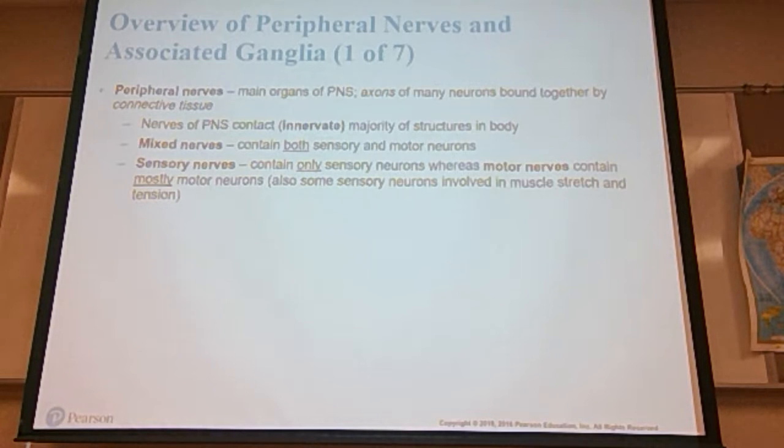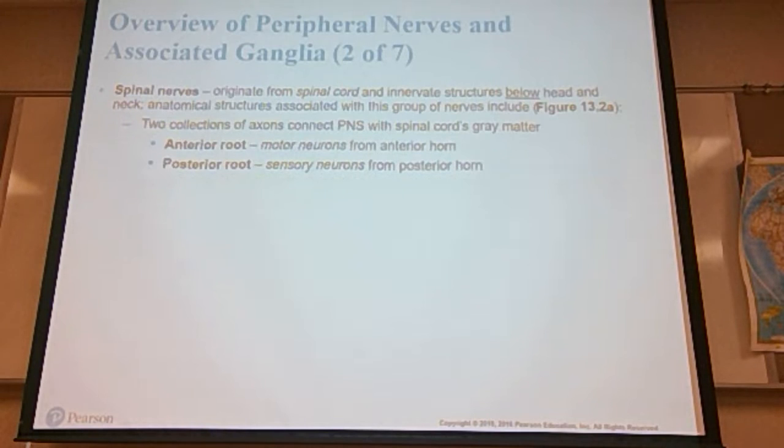The mixed nerves contain sensory and motor neurons. Sensory nerves contain only sensory neurons, whereas motor nerves contain mostly motor neurons. There are some sensory neurons involved in muscle stretch and tension, so motor nerves will have some sensory neurons. Sensory nerves contain only sensory neurons. And then the mixed nerves contain about equal amounts of both sensory and motor neurons.